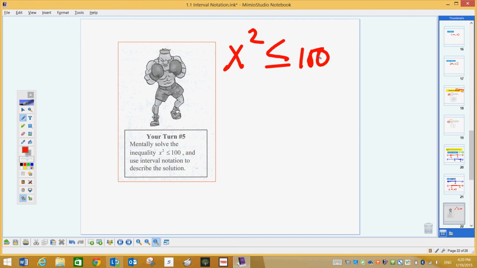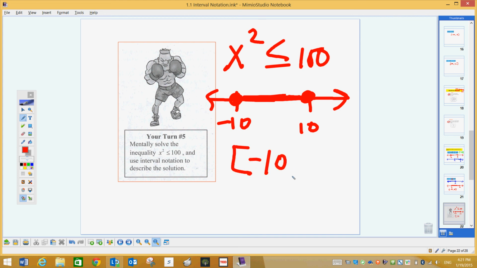And if we think about it, if I take any number that is smaller than 10 or any number larger than negative 10 and I place it into this inequality, it will make this inequality true. So looking at it from a number line standpoint, if I had negative 10 and positive 10 and I took anything in between here, any number in this region plugged in for x would make this inequality true. So my answer in interval notation would be negative 10 to positive 10.